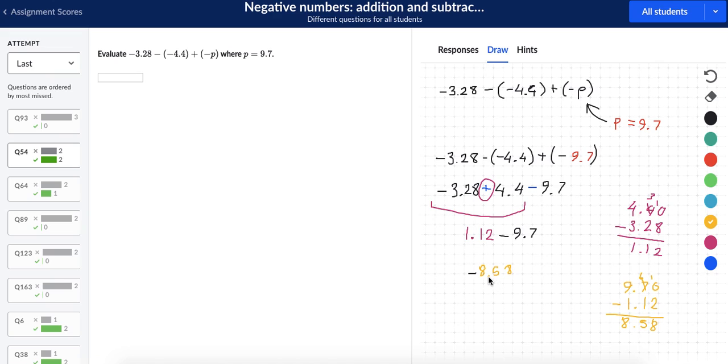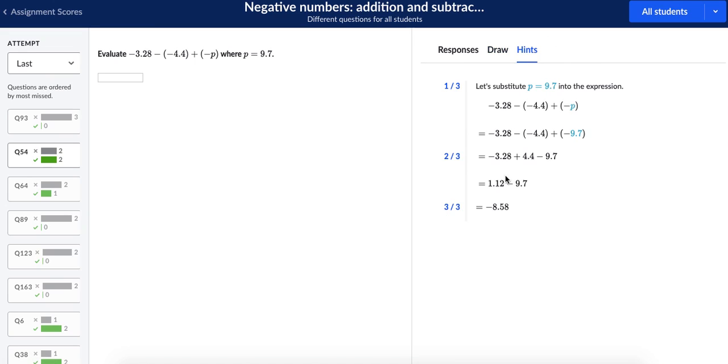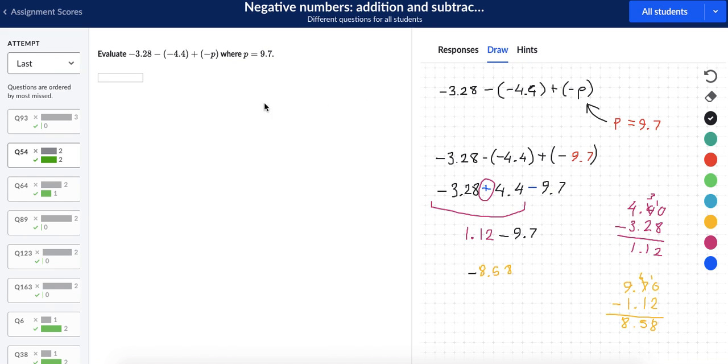Okay. So again, just to clarify, it's all about adding the opposite. When you've got two negatives going together, and when you're combining two numbers with two different signs, it is all about just doing a subtraction and keeping the bigger sign. And you may see the same kind of thing with the hints right here. We substitute it in first, and you can see we're adding the opposite right here, and then finally we're just subtracting right there, which is the same thing as what we did before. Okay, let's look at the next question.